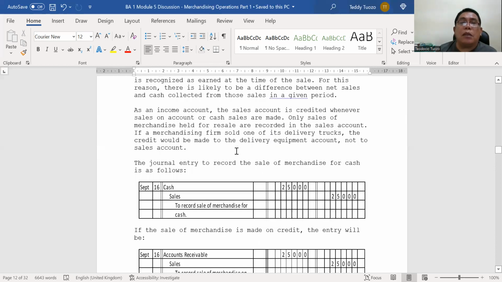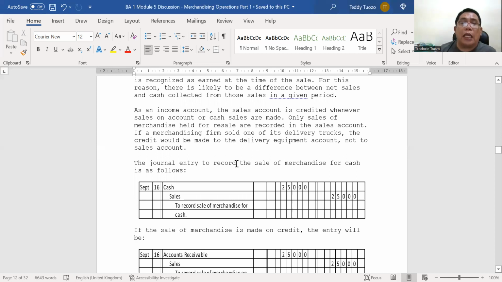As an income account, the sales account is credited whenever sales on account or cash sales are made. Only sales of merchandise held for resale are recorded in the sales account. If a merchandising firm sold one of its delivery trucks, the credit would be made to the delivery equipment account, not to the sales account.